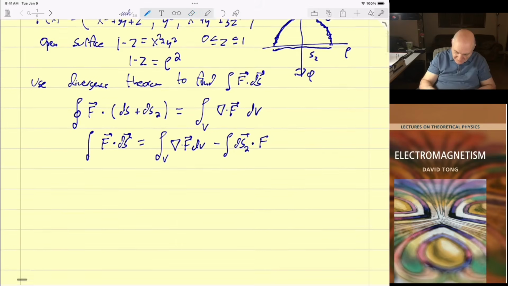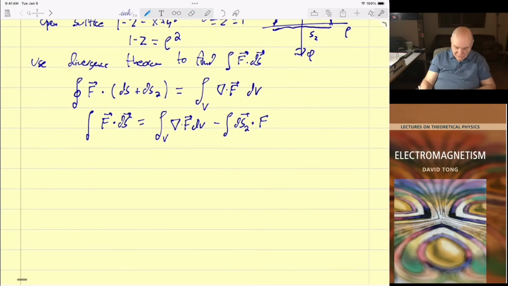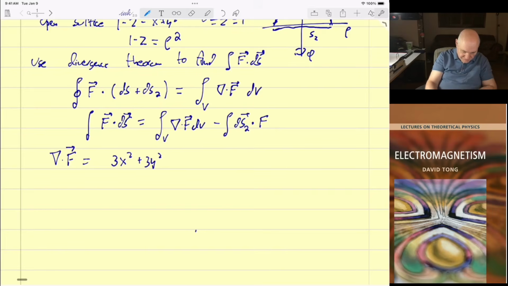That will be the easy way to evaluate this integral. So let's calculate the divergence of f. This is very easy. The first component only has that x cubed term because we're taking the partial derivative of the first component with respect to x, so we get 3x squared. Second component gives us 3y squared, and then the final component gives us plus 6z.